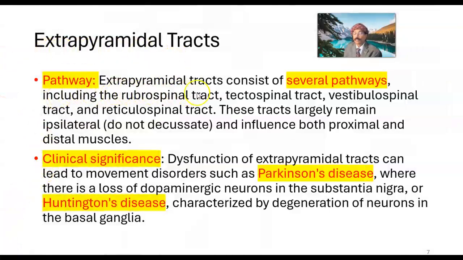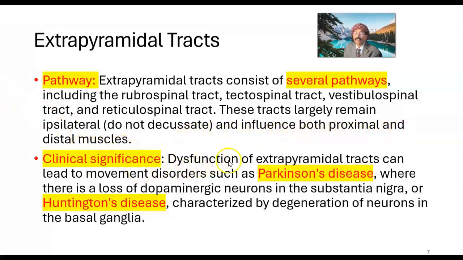Extrapyramidal tract pathway: the extrapyramidal tract consists of several pathways, including the rubrospinal tract from the red nucleus to the spinal cord level, the tectospinal tract from the tectum of the midbrain to the spinal cord, the vestibulospinal tract from the vestibular nucleus to the spinal region, and the reticulospinal tract from the reticular area in the upper part of the cervical region and the brainstem to the spinal cord. These tracts largely remain ipsilateral, do not decussate, and influence both proximal and distal muscles.